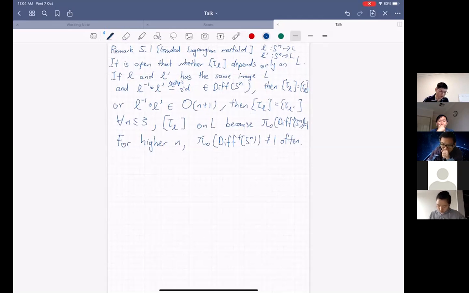Okay, so we come back to the properties that are held by these Dehn twists.